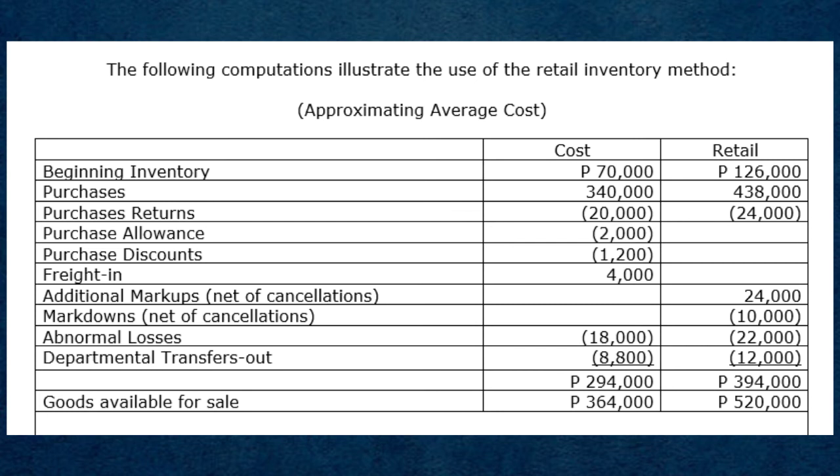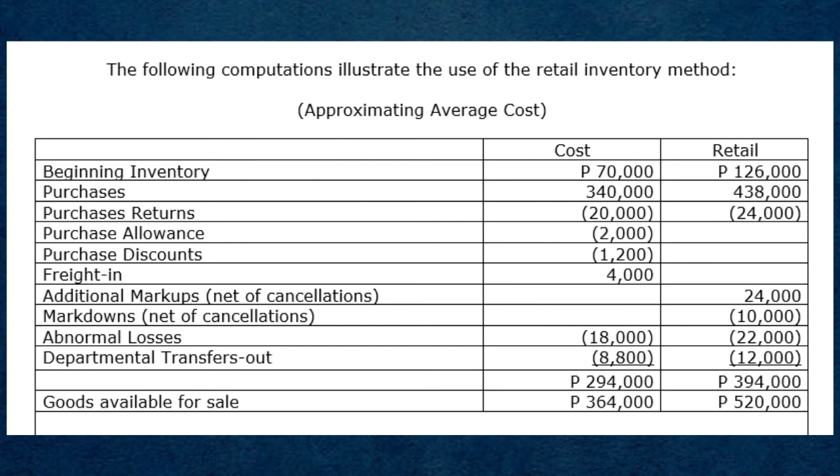Approximating average cost. Beginning inventory cost is 70,000 pesos, retail 126,000 pesos. Purchases cost 340,000 pesos, retail 438,000 pesos. Purchase returns cost 20,000 pesos, retail 24,000 pesos. Purchase allowances cost 2,000 pesos.